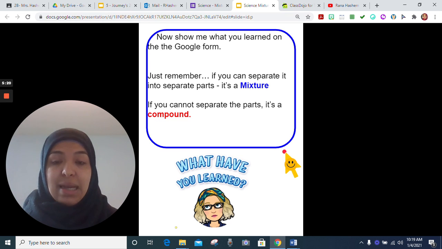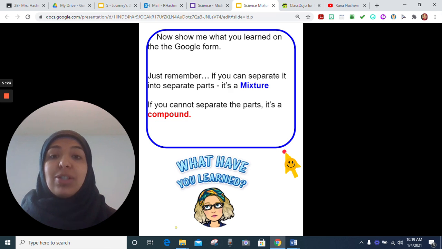Click on the next Google form, read the questions, look at the pictures, and pick if this is a compound or a mixture.